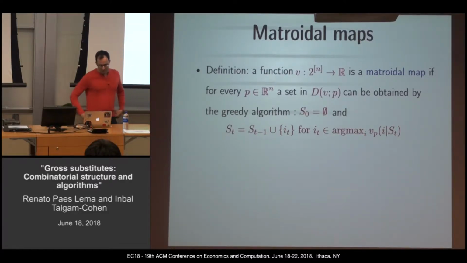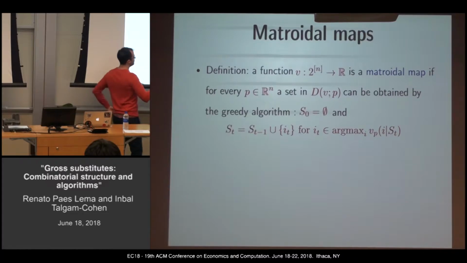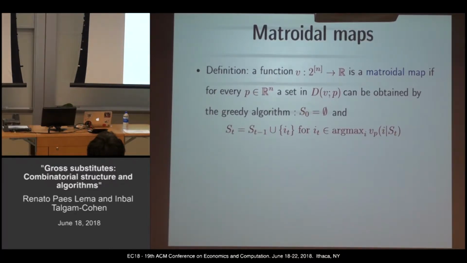So it means I start with the empty set, I look at the item that maximizes v of I minus p of I, add it, and then I keep adding the element that maximizes vp, the value conditional price of I, given that I already have S. And I stop when I can no longer increase this number. And if for every p the greedy algorithm is optimal, I'll say that this map is matroidal.